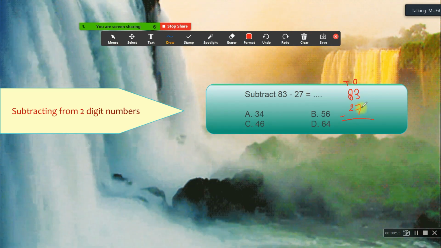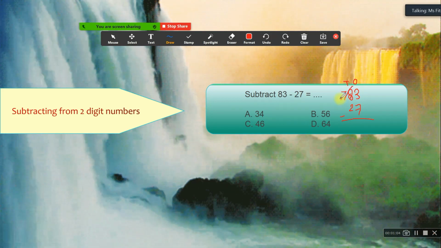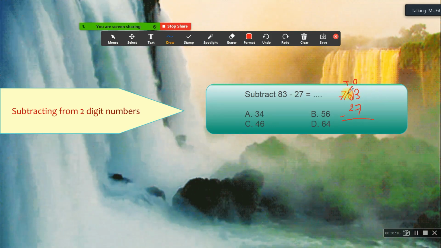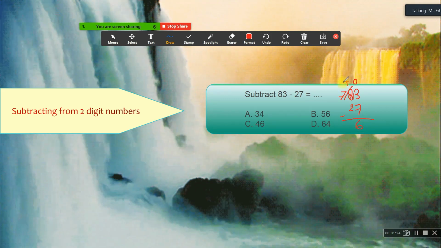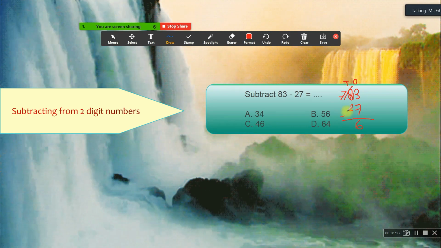3 is smaller than 7, so we cannot subtract 7 from 3. So we must borrow from 8. 8 becomes 7, because 8 minus 1. And then 3 becomes 13 because we borrowed from 8. 13 minus 7 becomes 6. And then subtracting the tens, 7 minus 2 becomes 5. So the answer is B, right?